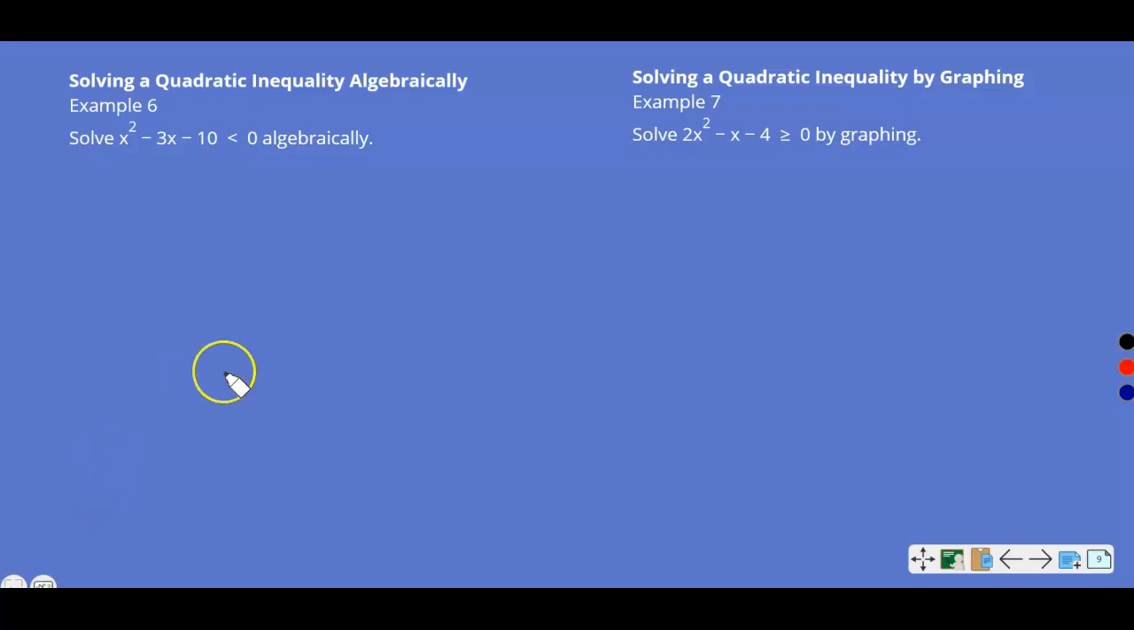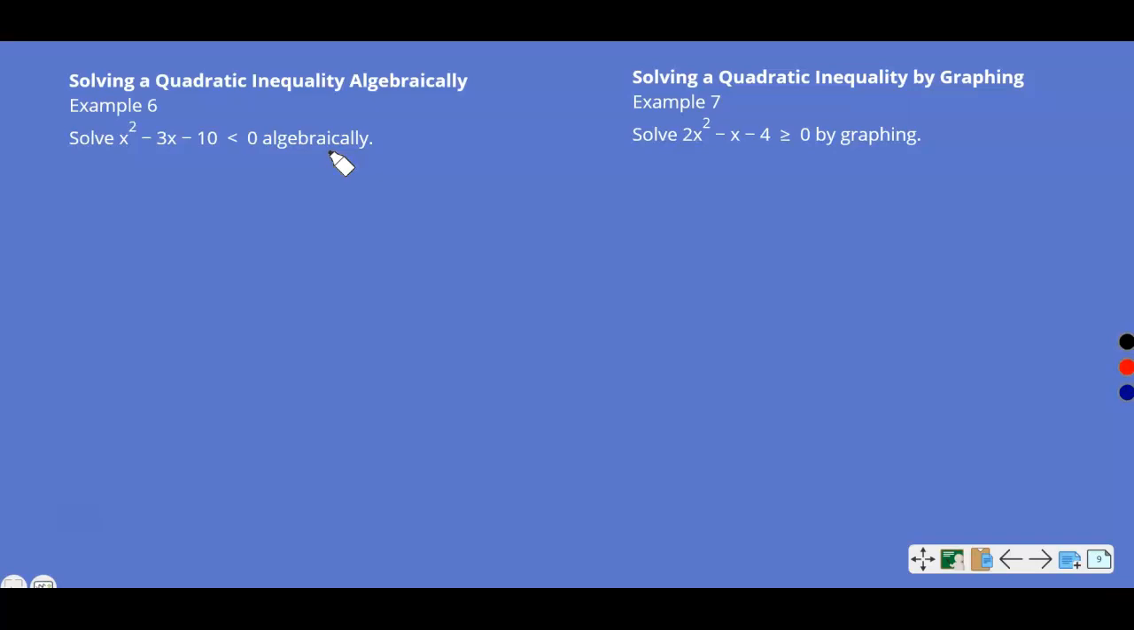We are still solving quadratic equations and inequalities. We just completed several examples of equations, and now we're going to move into solving quadratic inequalities. All right, so this one says to solve x squared minus 3x minus 10 less than 0 algebraically.